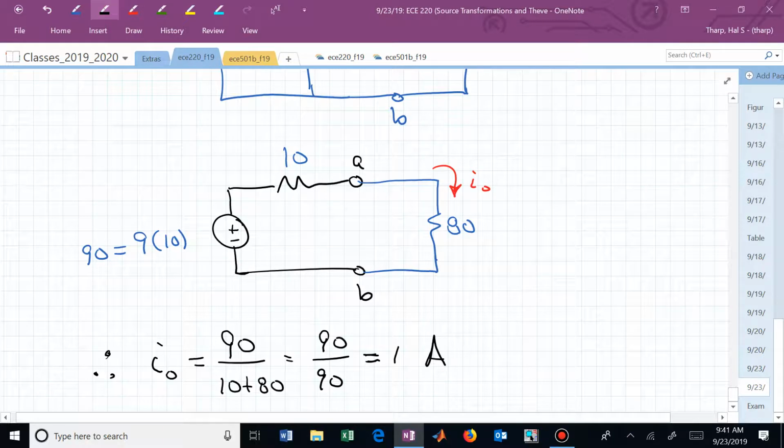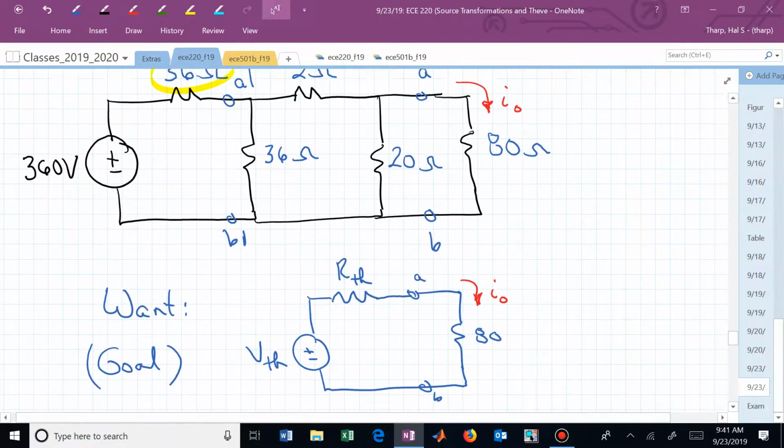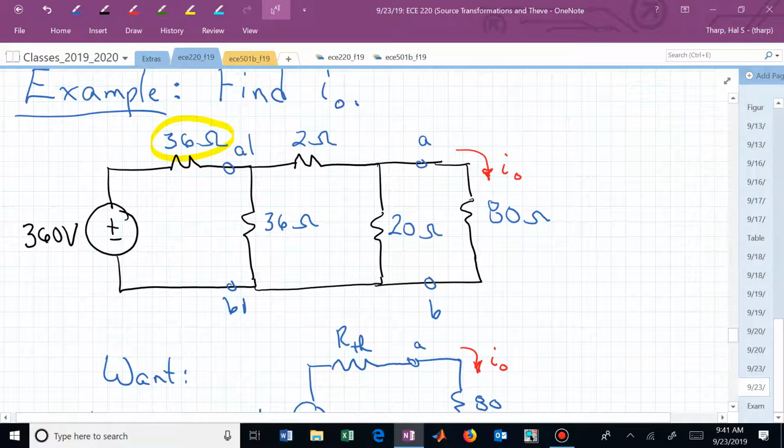Maybe you knew that all along. Did you know that initially from the circuit that you were given? Probably not. But now we have I naught, the current flowing in that 80 ohm resistor. Now we know that's 1 amp. What if somebody said, well, I actually am interested in the power of everything in this original circuit? Well, if you did mesh analysis, how many mesh currents would you have here? 3. If you did node analysis, what would you have?